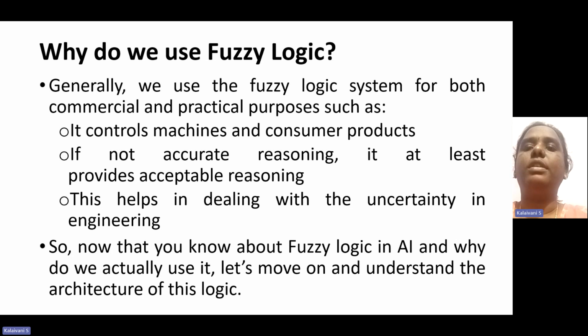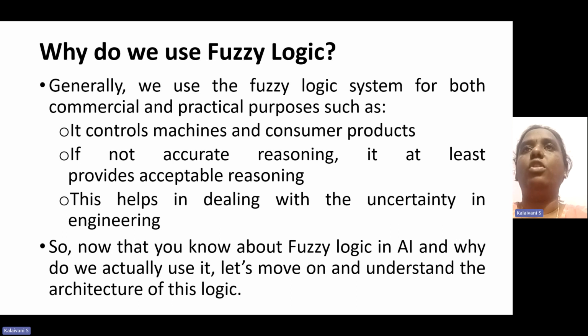So some of them are listed here: it controls machines and consumer products, which means it will control the machines, and it makes the machine take a better decision. So that is what it gives us. It controls machines, and if not accurate reasoning, it at least provides acceptable reasoning.